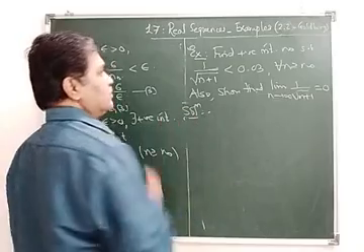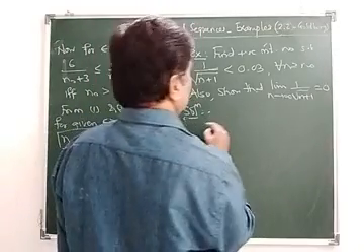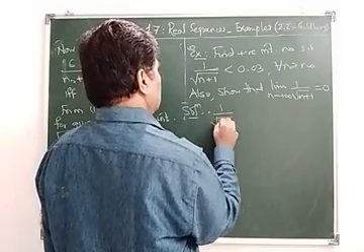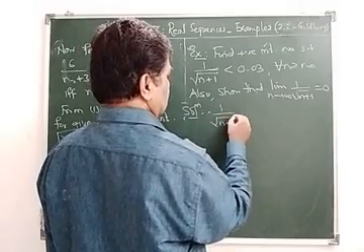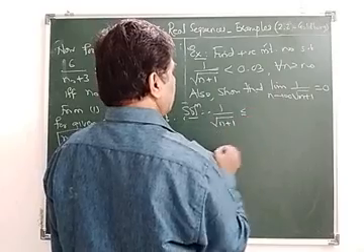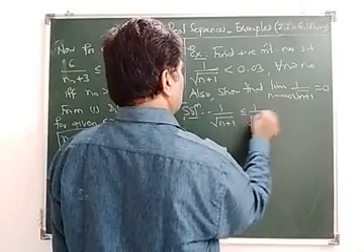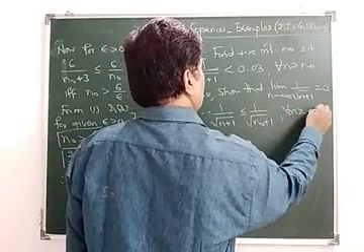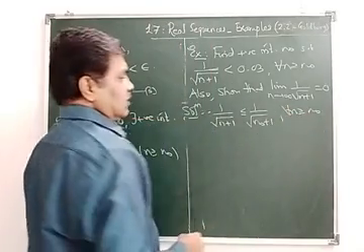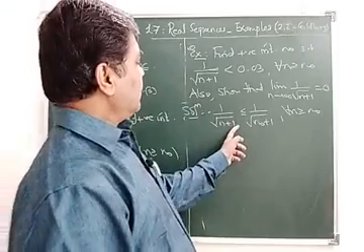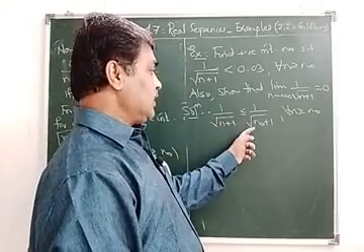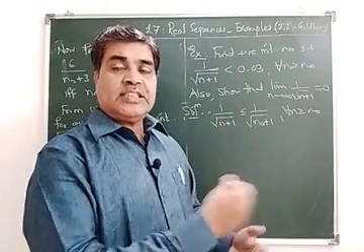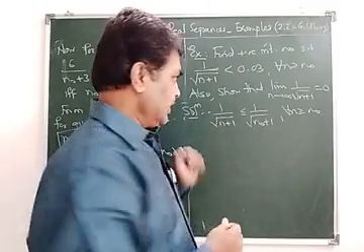So solution: 1 upon root of n plus 1 is less than or equal to 1 upon square root of n naught plus 1 for every n greater or equal to n naught. Since for n greater or equal to n naught, n plus 1 is greater or equal to n naught plus 1, the square roots also satisfy that, and in reciprocal we'll get this inequality. Okay.